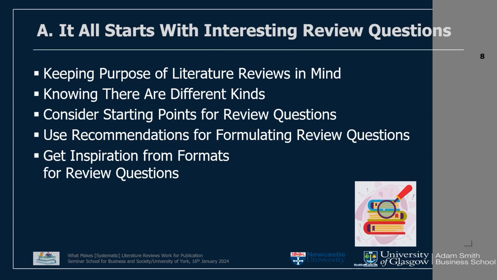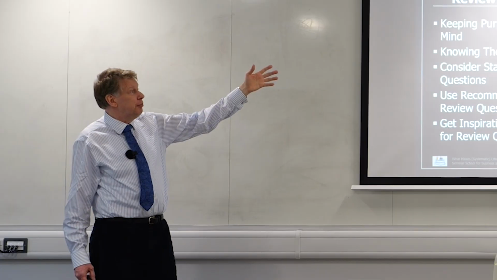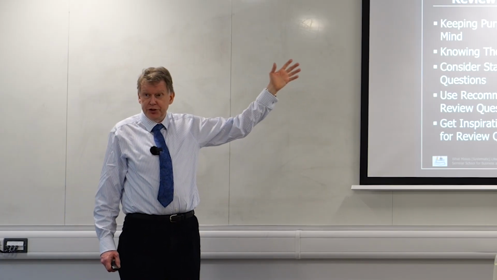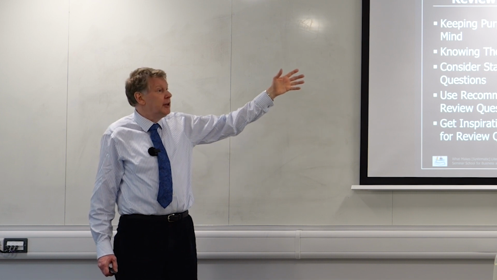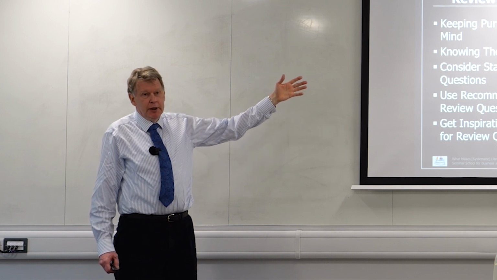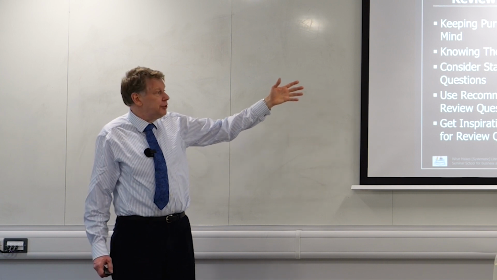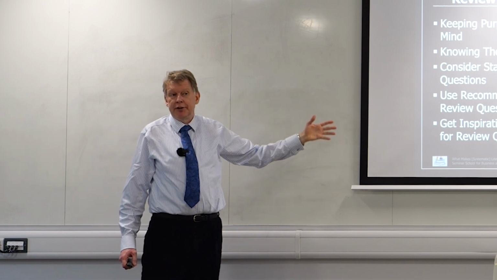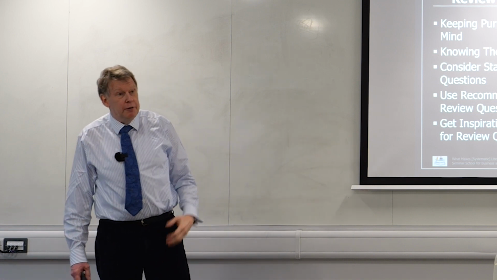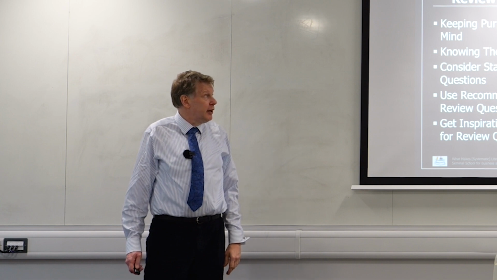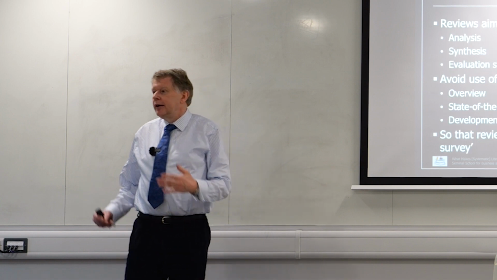And we have to look at the purpose of literature. What is a literature review about, and also what it is not. But there are different kinds of literature review. So it's not just one way to do a literature review. There are many different ways. There are some starting points. There are some recommendations for review questions. And also you can get inspiration from standardized formats for review questions. So let's start with the first.